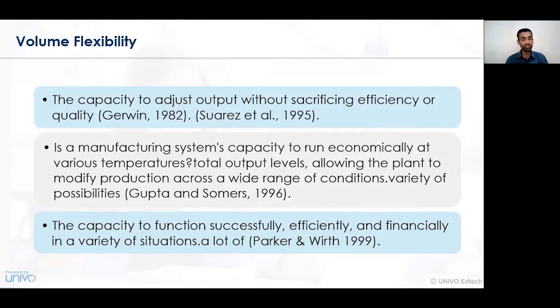So, as and when the situation changes, there is a demand for a certain product, changes in the market condition, changes in the environmental conditions, the product flexibility with respect to the volume should either increase or decrease. Another concept with respect to volume flexibility was given by Parker and With in the year 1999, wherein it focuses on the function to capacity utilization of successfully, efficiently, and financially variations of situations. So, if a situation changes, accordingly, the volume flexibility needs to be implemented.